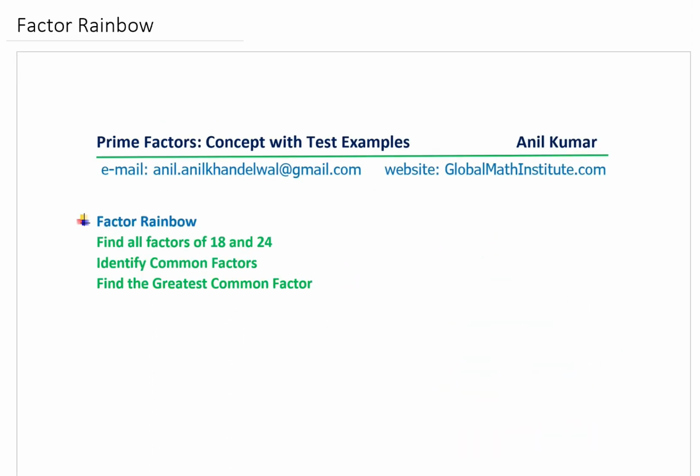The other way we found to get the factors was rainbow. We did it earlier. The question here is find all factors of 18 and 24, identify common factors, and find the greatest common factor. So in this case, we're trying to get the concept of common factors and the greatest common factor. Let's try to do this. So we'll begin with the number 18. 18 has factors 1 times 18. 2 times 9 is also divisible by 3. 3 times 6 is 18. And that is all. How about 24?